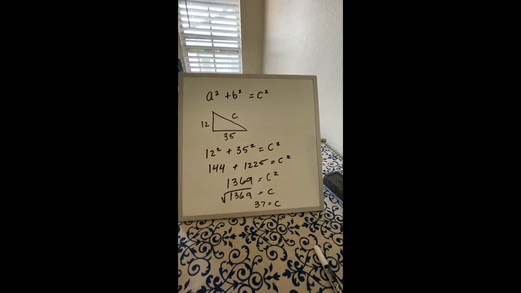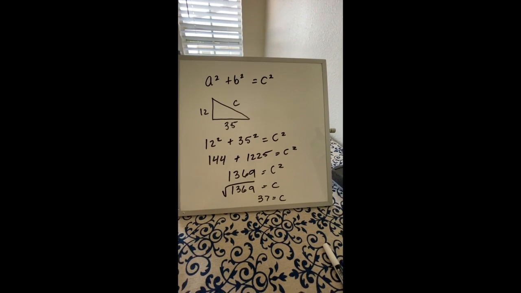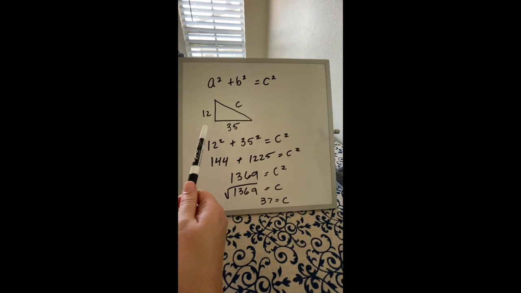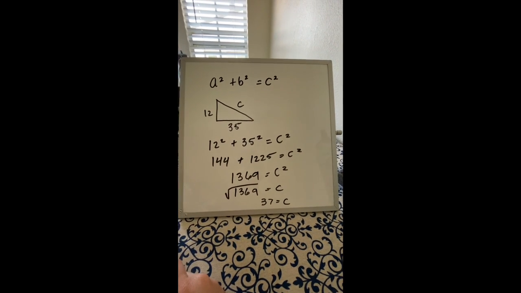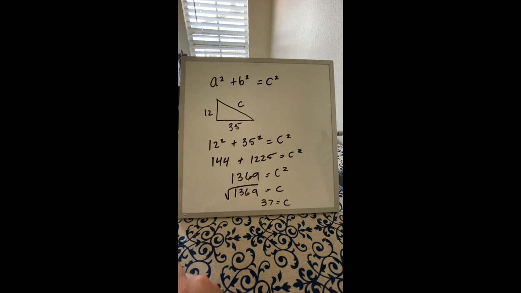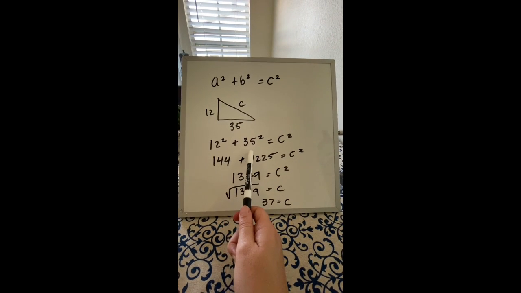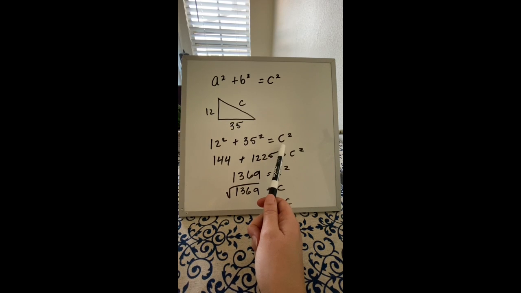All right, guys, here's another example of the Pythagorean theorem. Here I see that my legs are 12 and 35. I need to figure out what C is. So I plug the information into the formula. 12 squared plus 35 squared equals C squared.